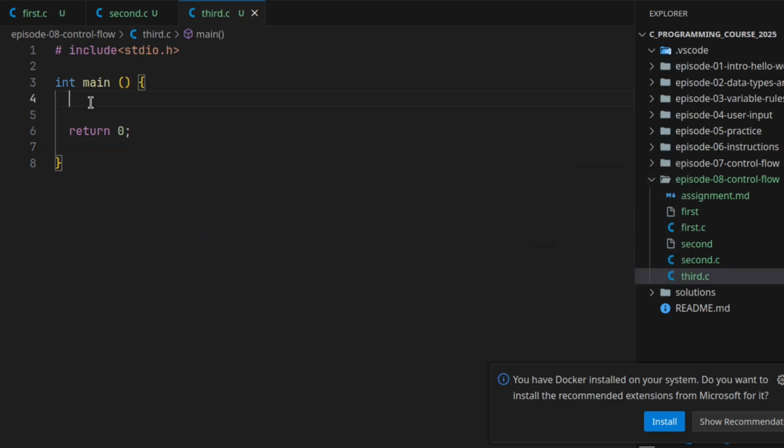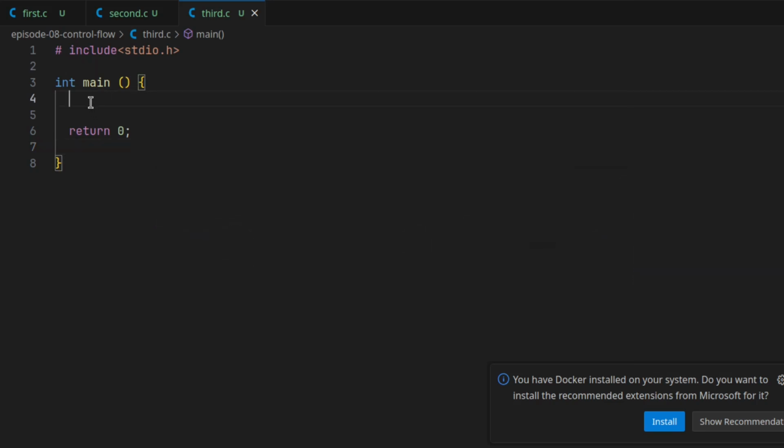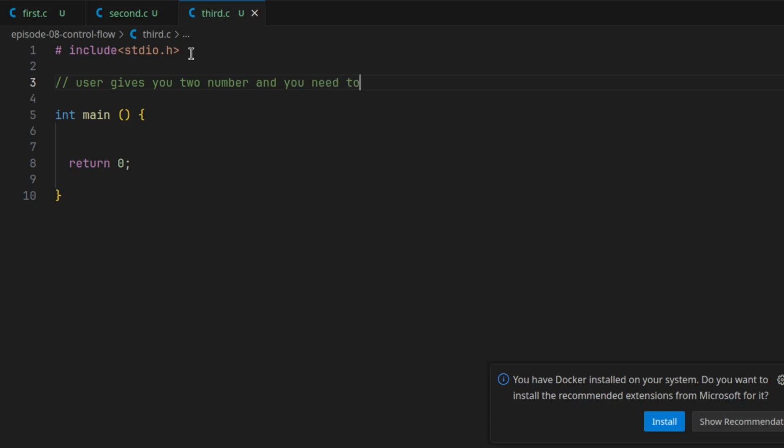So we actually try to build a very basic calculator. And what we perform operation in calculator, generally we perform the plus, minus, multiply and divide. So what we do, user gives you two numbers, and you need to perform these.